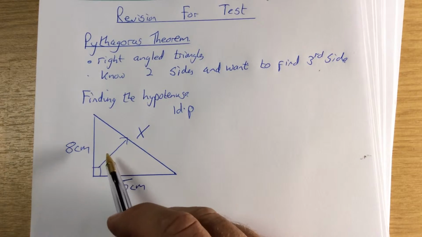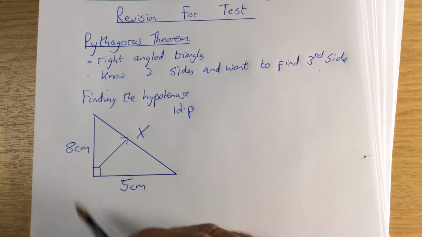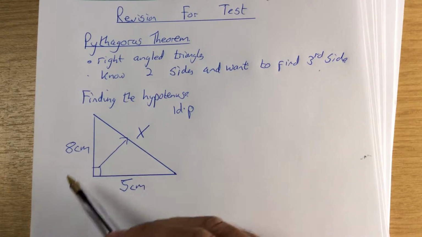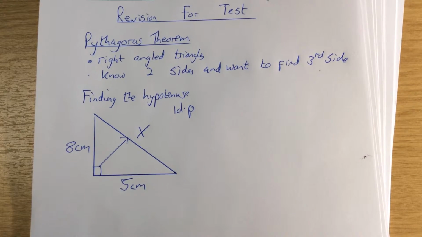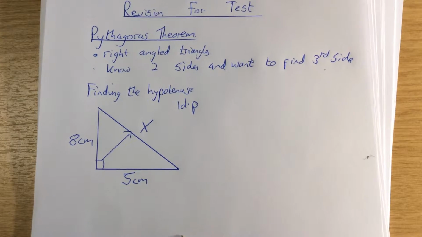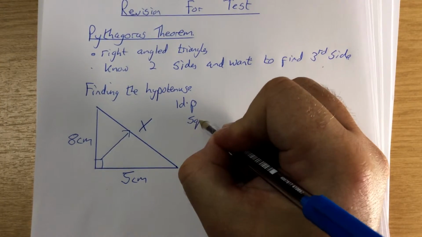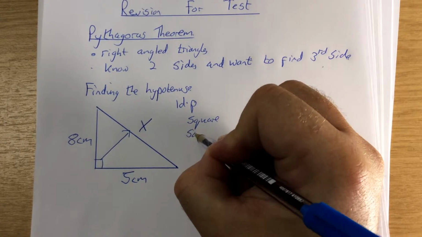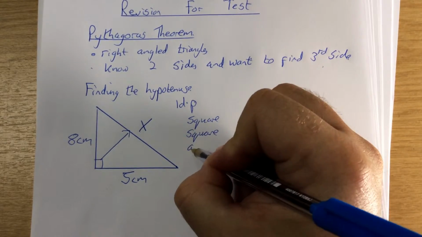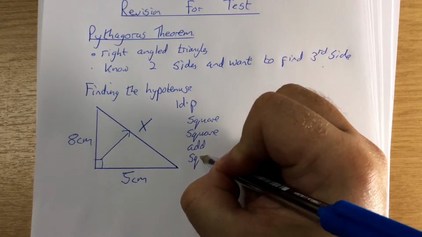there's a little song you should remember, okay? Square, square, add, square root. Square, square, add, square root to find the hypotenuse. So what are we putting in, all right, is square, square, add, square root.